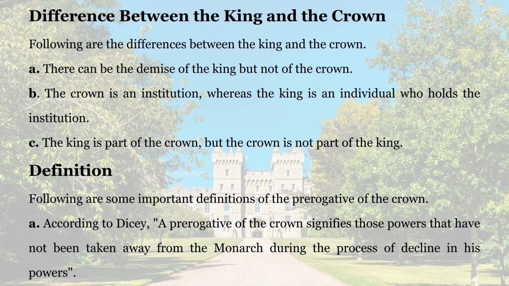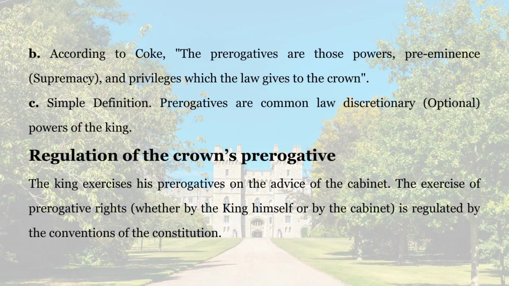The king is part of the crown, but the crown is not part of the king. Definition. Following are some important definitions of the prerogative of the crown. A. According to Dicey, a prerogative of the crown signifies those powers that have not been taken away from the monarch during the process of decline in his powers. B. According to Coke, the prerogatives are those powers, preeminence, supremacy, and privileges which the law gives to the crown. C. Simple definition. Prerogatives are common law discretionary, optional, powers of the king.